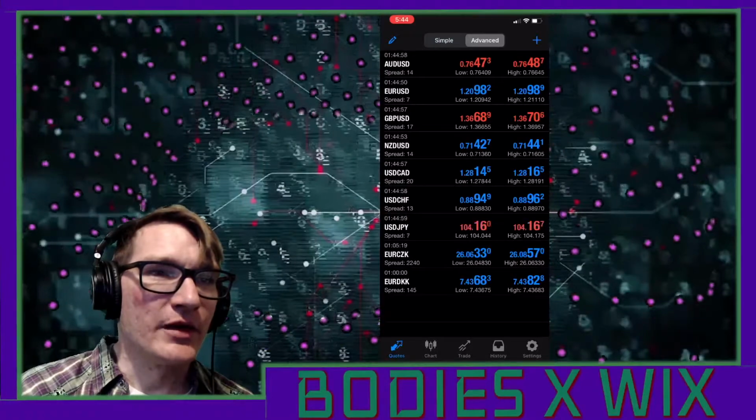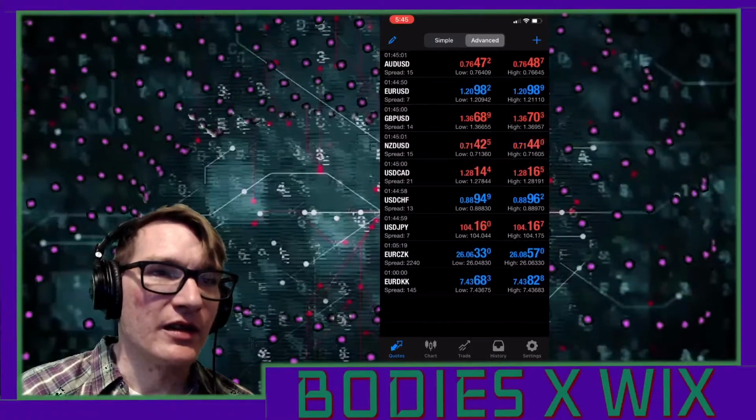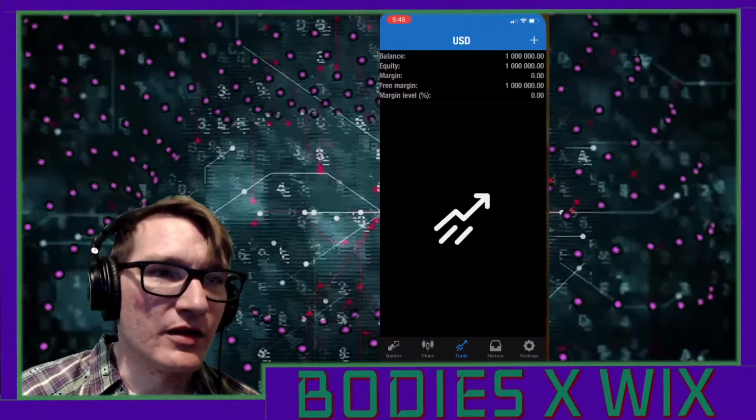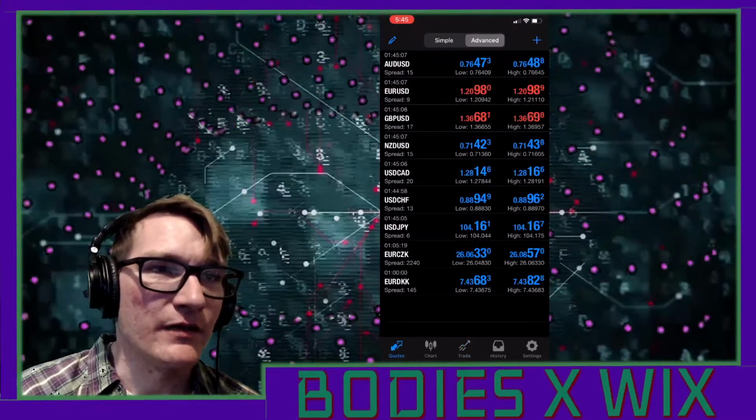It's going to start you off with the basic stuff, the basic Forex stuff, right? And at the bottom, you can check when it's trades. You can check to see if your money is there, right?